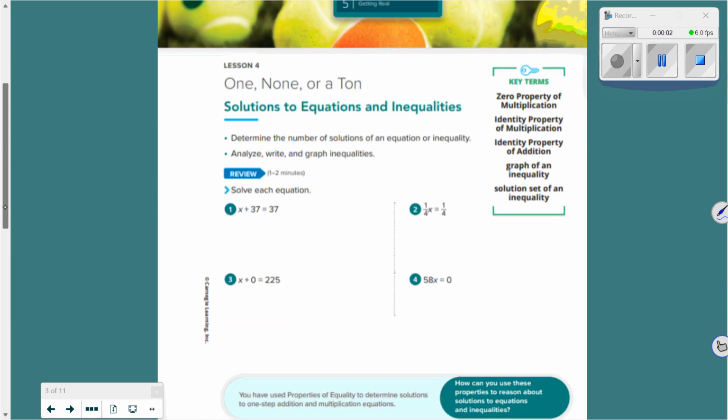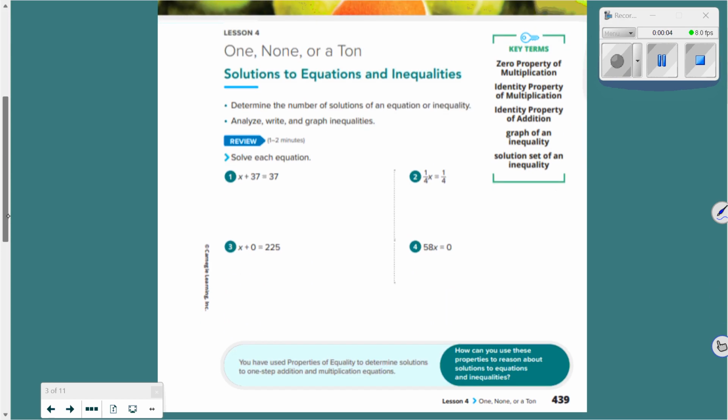439. Our biggest things today, and again, you may notice from the homework, we're actually doing 2 lessons once again. On our first lesson, we're going to determine the number of solutions for an equation or inequality. You're going to analyze and graph inequalities. That's going to be our major focus for today's lesson.